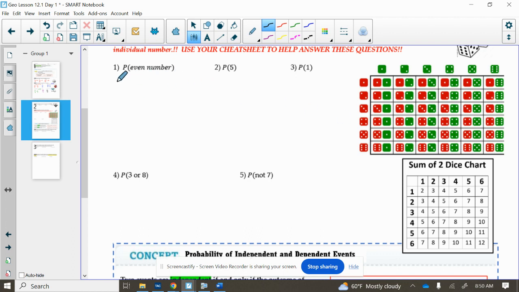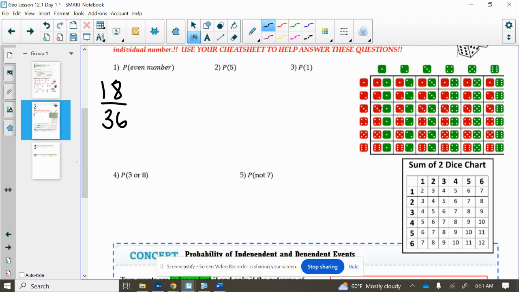So if we look here, what is the probability of rolling an even number? Well, half of our 36 total options are going to be an even number, right? Because we're either rolling an odd or an even. So notice it's even every other outcome.